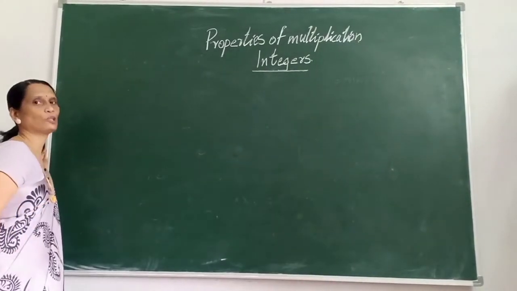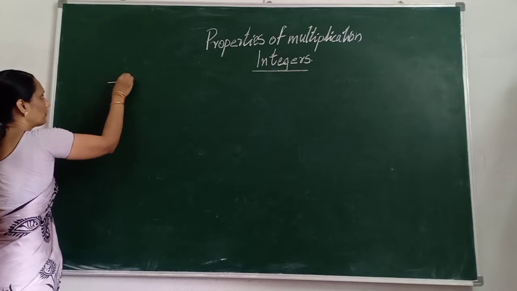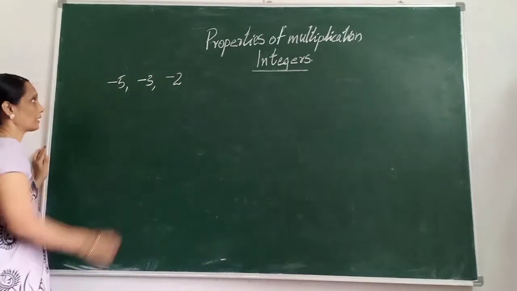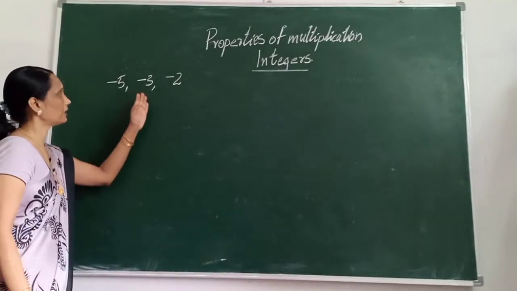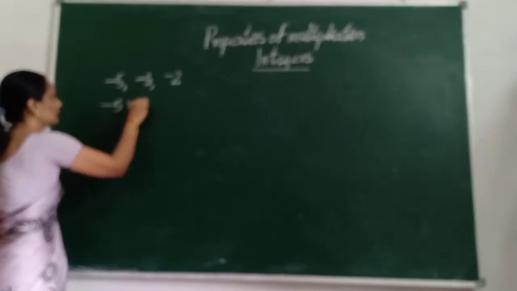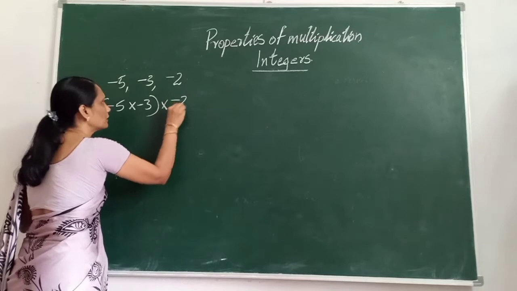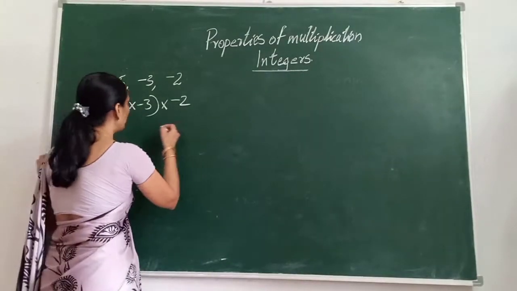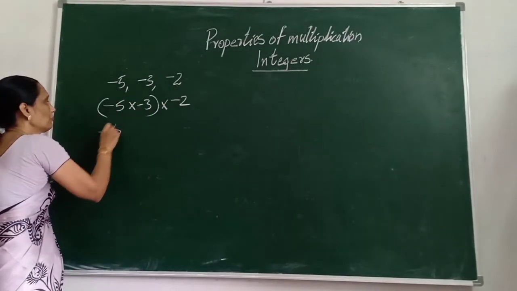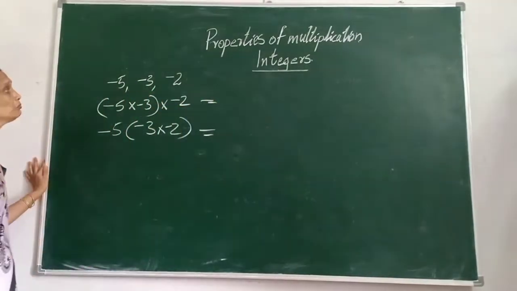Okay, now let us go on with the operation of three integers. Let us take minus 5, minus 3 and minus 2. Let us multiply minus 5, minus 3 and minus 2 in different ways. Minus 5 into minus 3, first group us together, and then with this answer let us multiply minus 2. This is one way. Next, another way. First let us group minus 3 and minus 2 and let us multiply minus 5 with that product. Let us see what answer we are going to get in both cases.